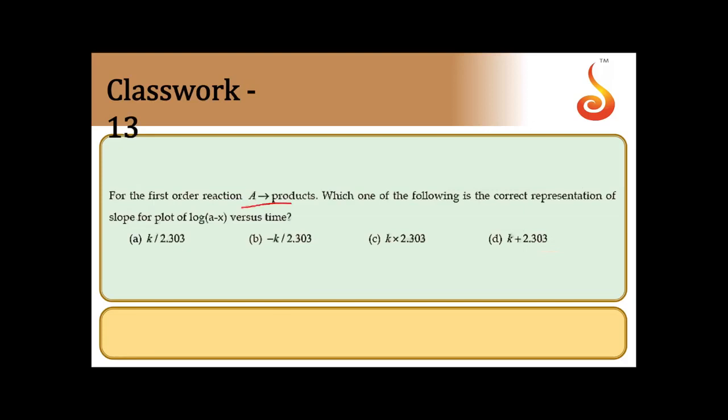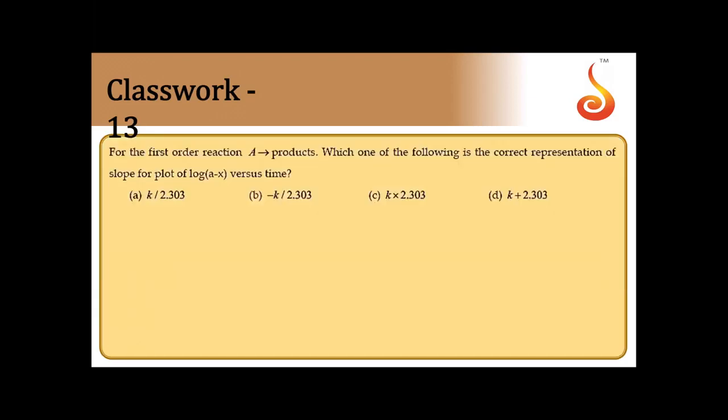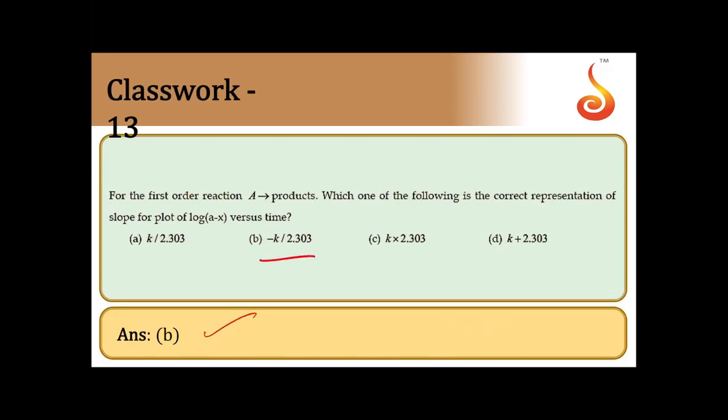For a first order reaction A giving rise to products, which one of the following is a correct representation of the slope of log A minus x versus time t? The first order reaction expression is K is equal to 2.303 by T into log of A by A minus x. So taking the logarithms and simplifying further, we get the value as option B. We are going to get a negative slope for this, that is minus K by 2.303. So the answer is option B.